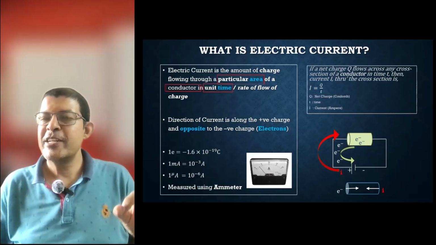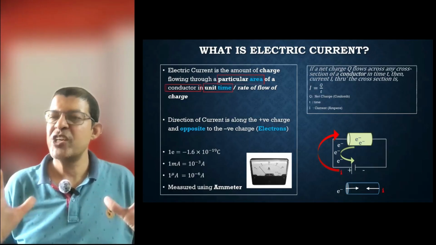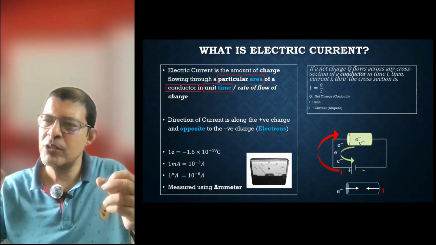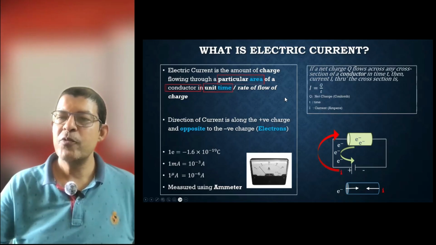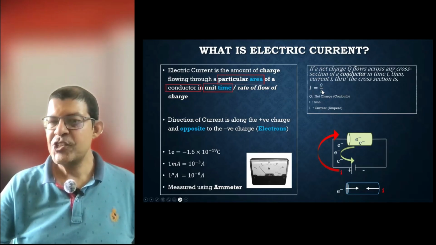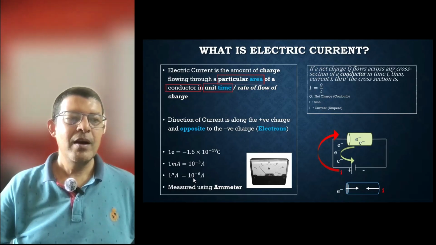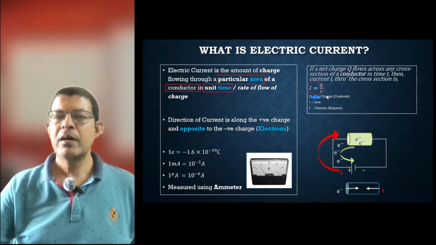If the net charge Q flows across any cross-sectional area of a conductor, and this flow is measured in a unit time T, then the current is given as I equals net charge by unit time. I'll mark it here for you. Current is net charge by unit time.